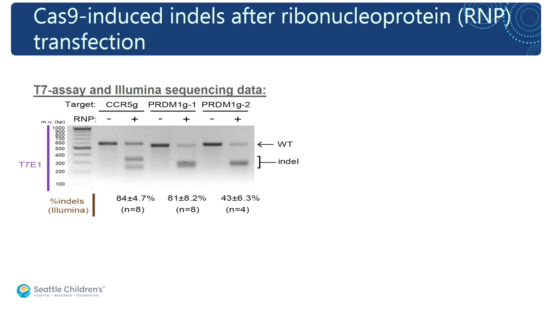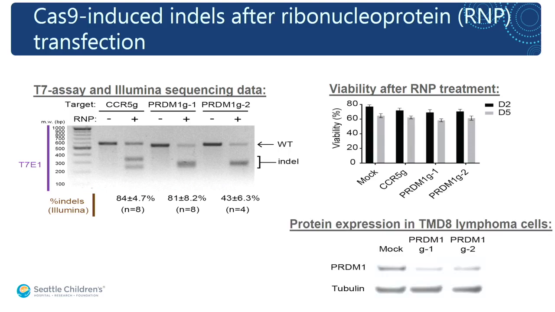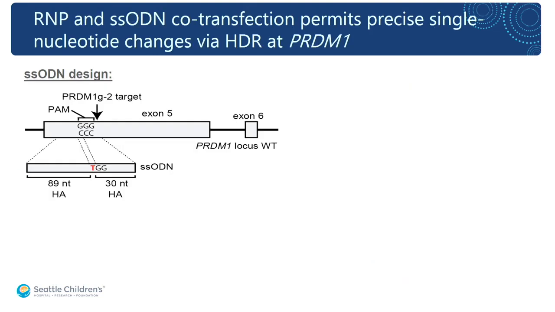So here's an example of 2 different loci, CCR5 and then BLIMP1 or PRDM1. And this is a T7 assay, and then we've also used Illumina sequencing to look at a lot more reads in these cells. And so here we have 2 guides that are hitting about 80% of the cells, leading to NHEJ events in 80% of the cells. And the important thing is that these RNPs are not very toxic in the primary cells. And we knock down the protein as expected.